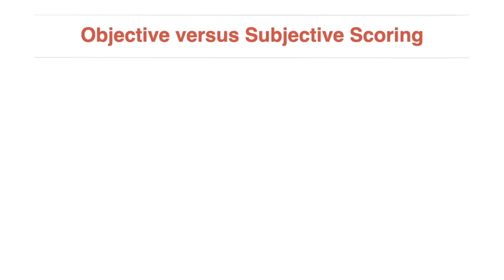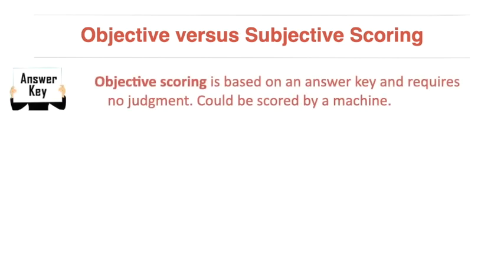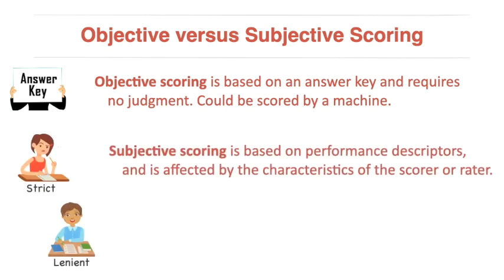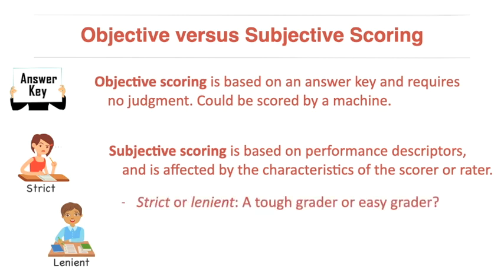Another useful distinction is objective versus subjective scoring. Objective scoring is based on an answer key and requires no judgment. Objective scoring could be done by a machine. Subjective scoring is based on performance descriptors and is affected by the characteristics of the scorer or rater. For example, raters can be strict or lenient, that is, a tough grader or an easy grader.